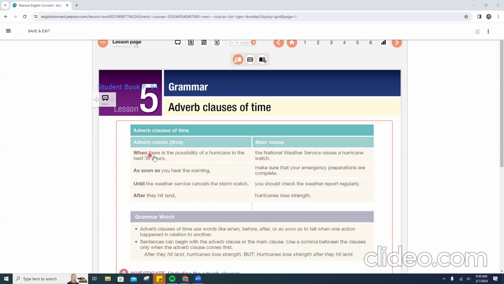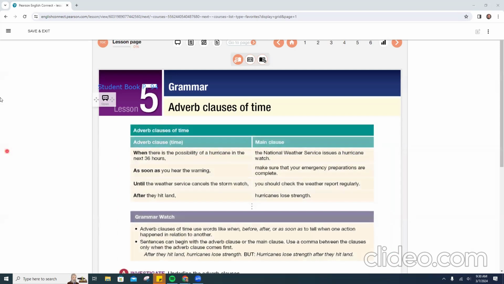For example, when there is the possibility of a hurricane in the next 36 hours, comma, the National Weather Service issues a hurricane watch. So here we have two different things that are happening. This one here is the main clause. Main clause meaning that it is the most important information. Sorry, I can't type this morning. There we go. Most important, ooh, that's a bad color.